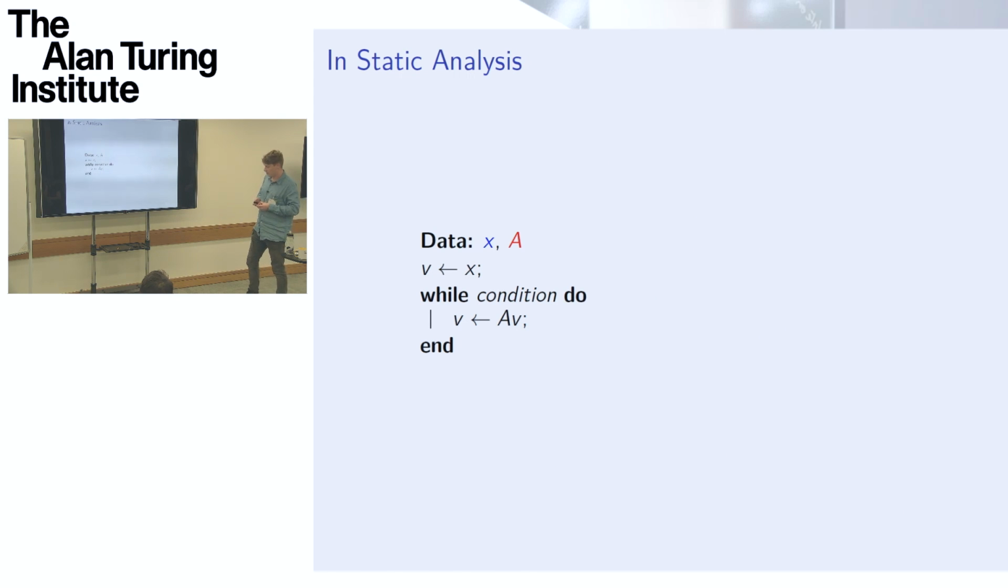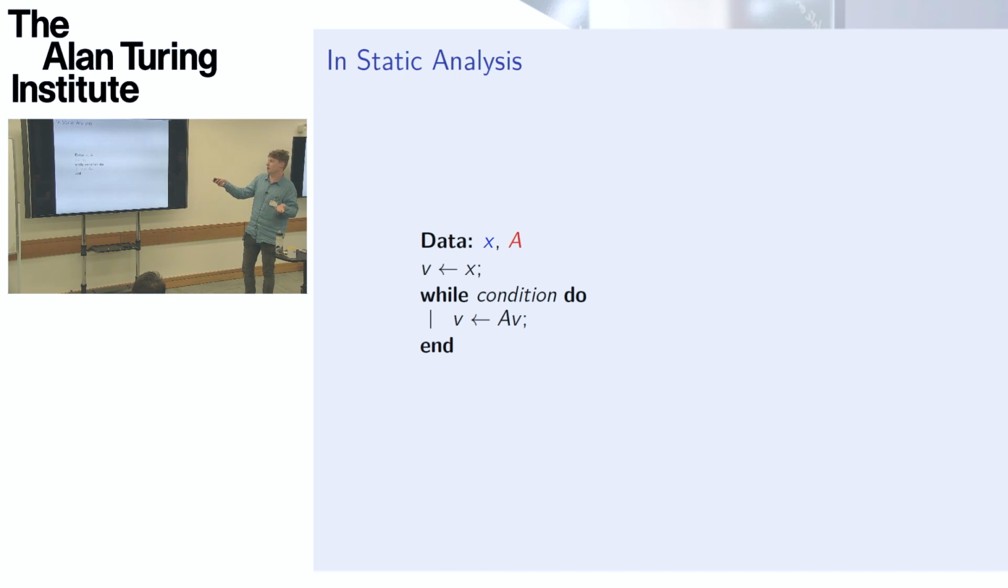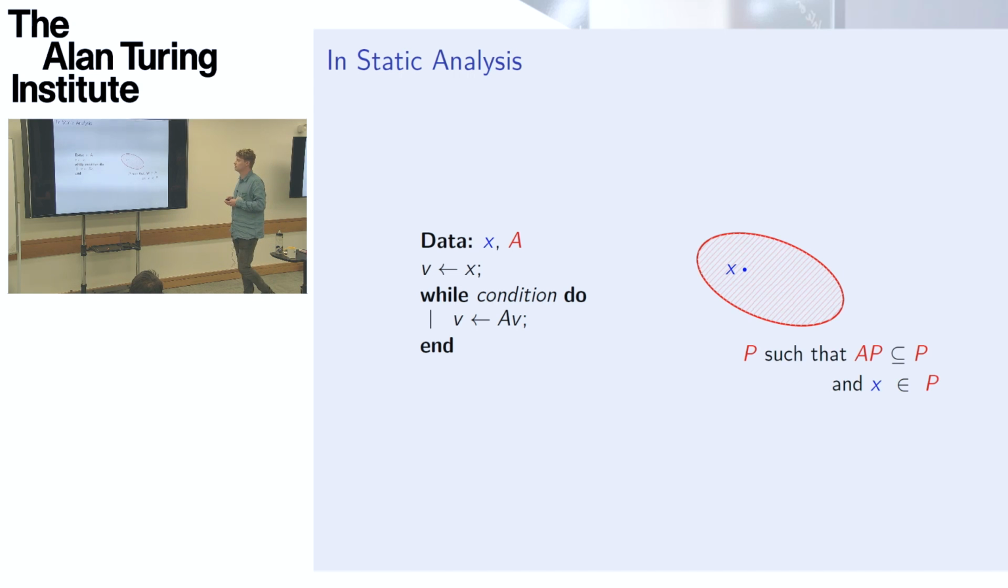Another topic in which we use invariance is static analysis. When you have a program with a while condition like this, invariants are really appropriate to study this. So if I'm given x and then I have a linear while loop, if I can synthesize an invariant for the matrix that I apply in my while loop, and that contains my initial location, then I know that at the end of the while loop, I'll be in the invariant.